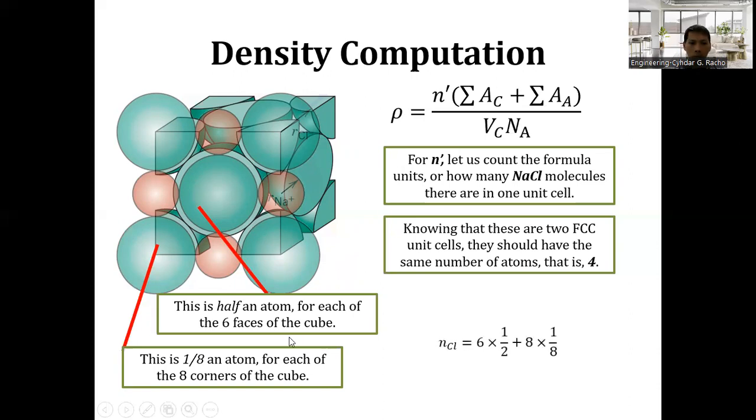So for your Cl, if you count that, you have 6 times 1/2, because this is 1/2, plus your 8 corners times 1/8 of an atom. Therefore you have 4 atoms of your Cl, or your chloride.